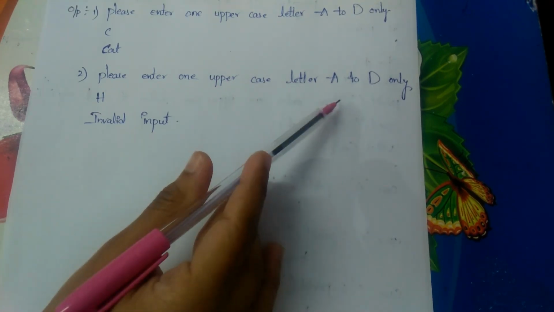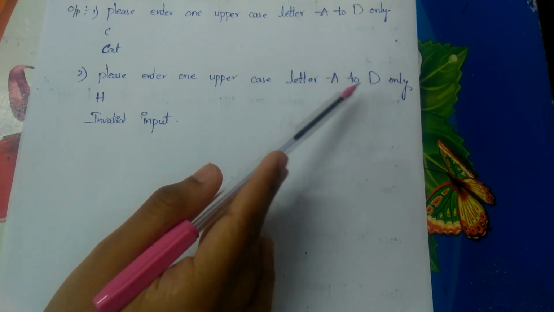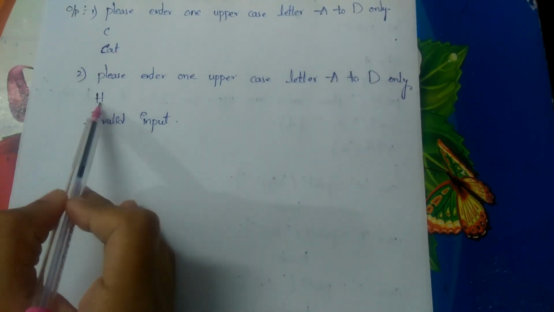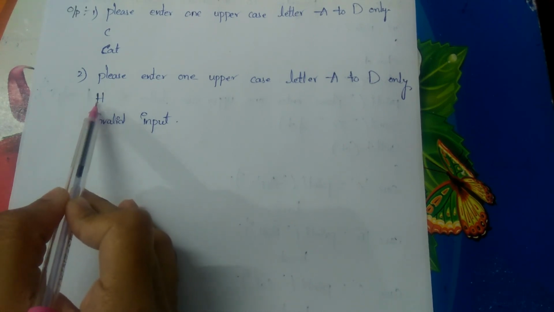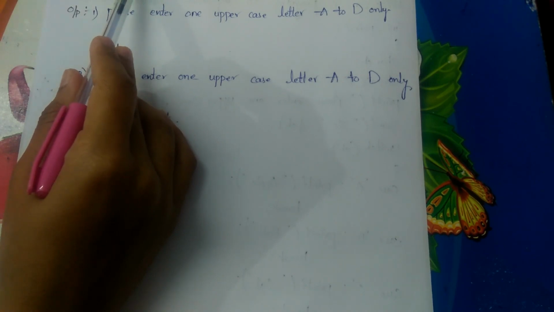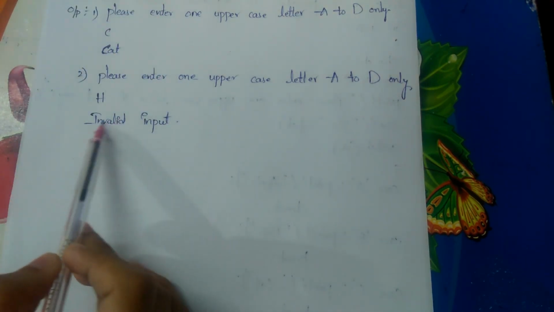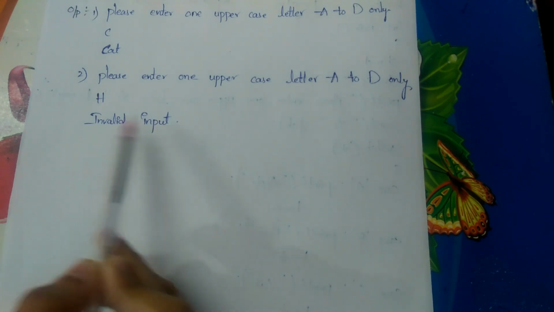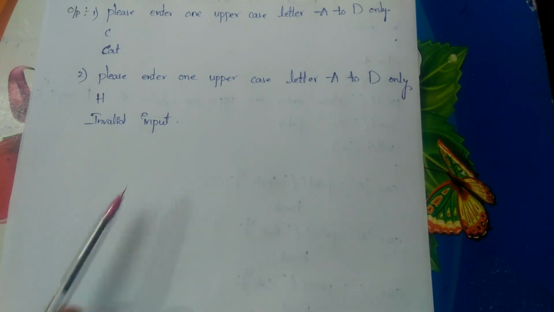Now the second output: please enter one uppercase letter A to D only. For example, the user enters a letter other than A, B, C, D. If he enters H, then it does not match any label name. The label names we gave are only A, B, C, D. This H does not match any of them, so it will directly go to the default one. In default, the statement we have written is invalid input, so that will be printed here as invalid input. So this is about the switch statement.